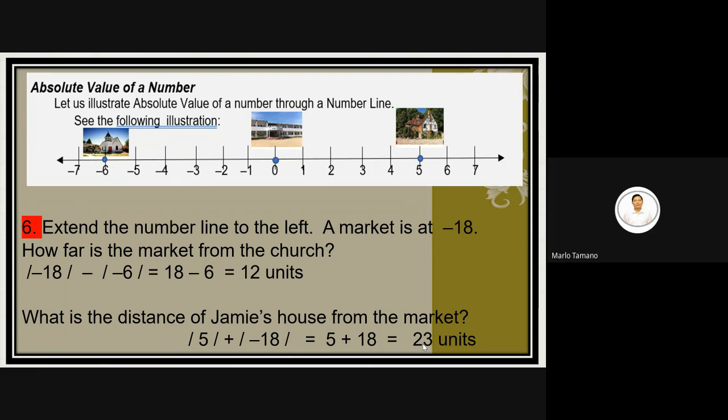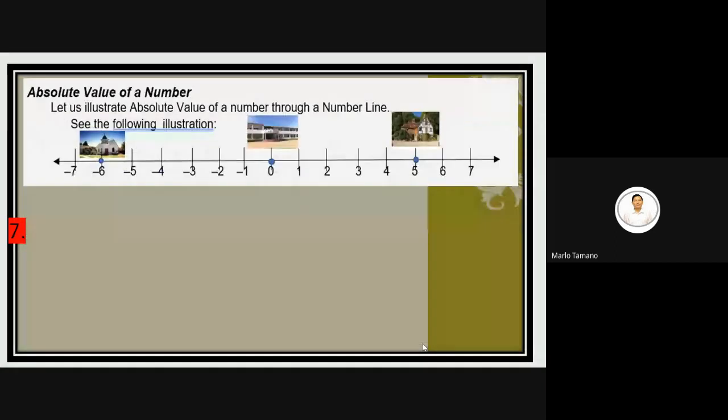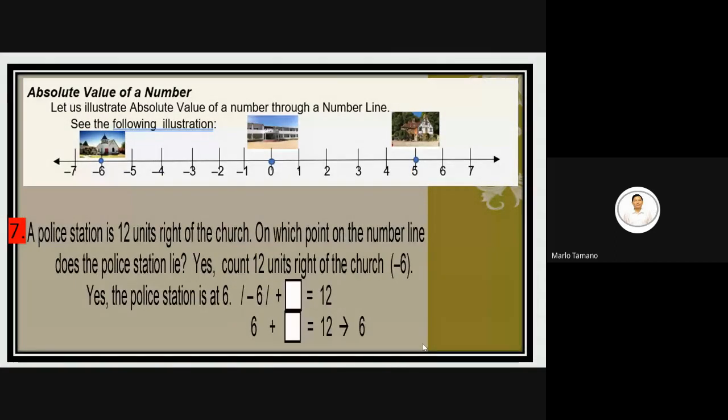Let's continue. There is still number 7. A police station is 12 units right of the church. So, suppose this is our church, at -6. The police station, we will find at 12 units right of the church. On which point on the number line does the police station lie? Count 12 units right of the church, that is -6. Yes, the police station is at 6.